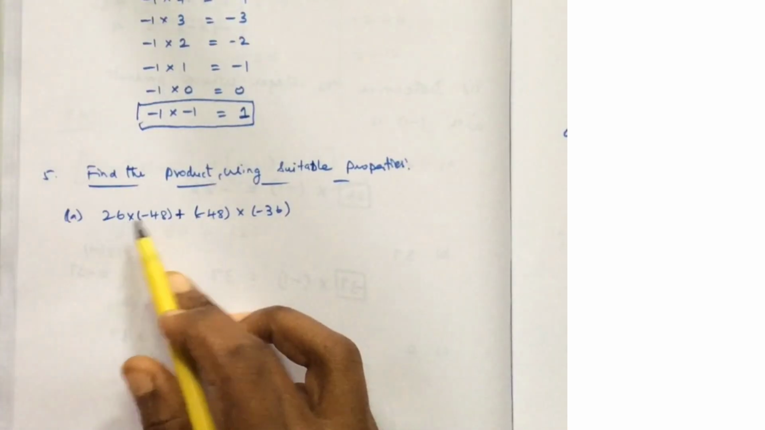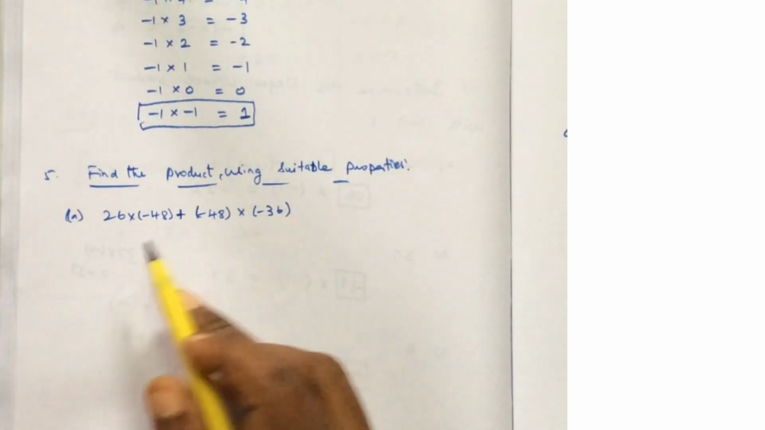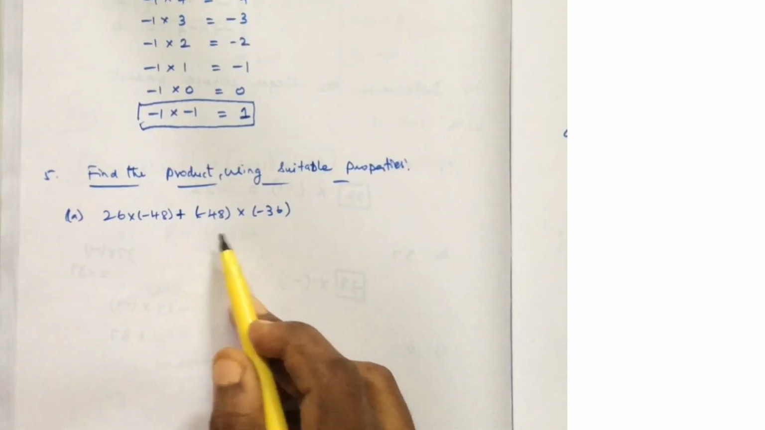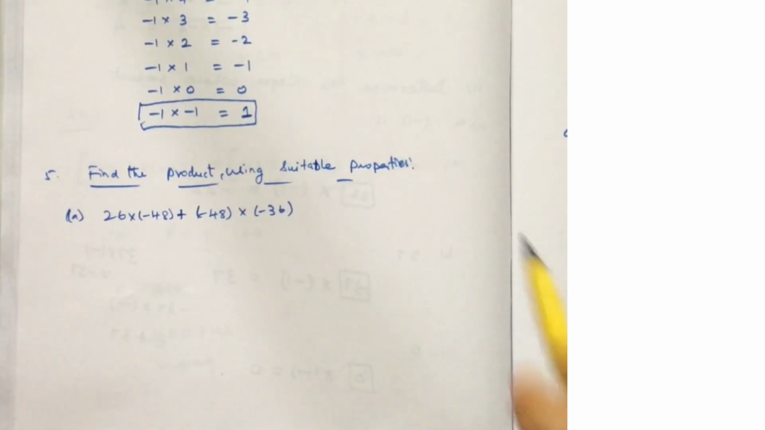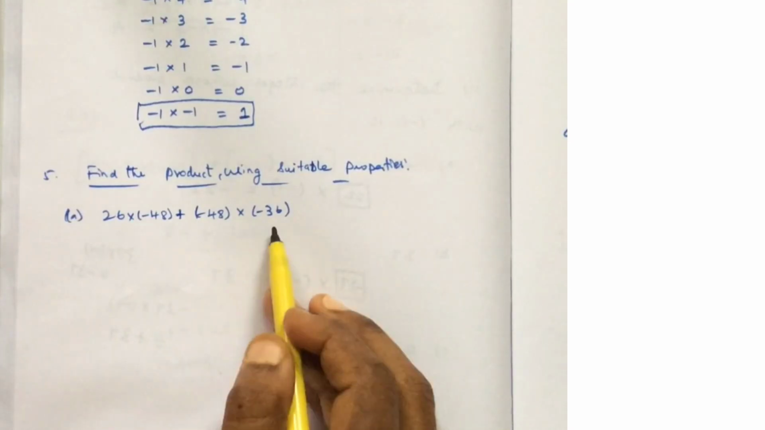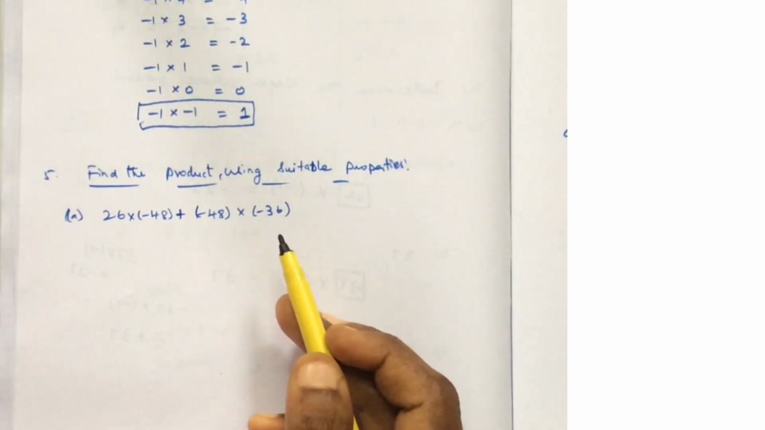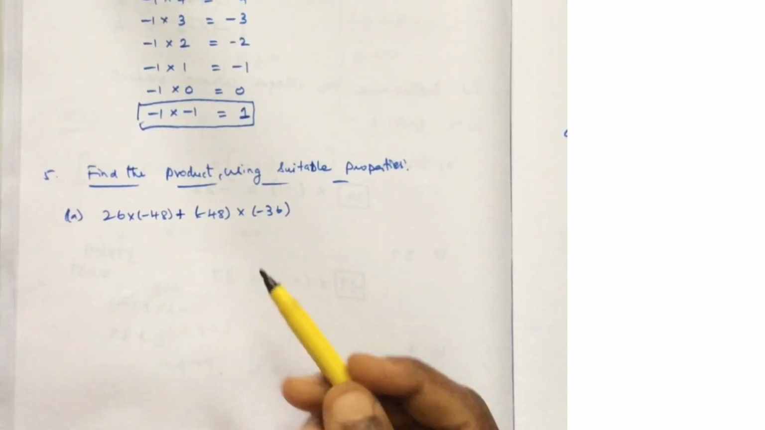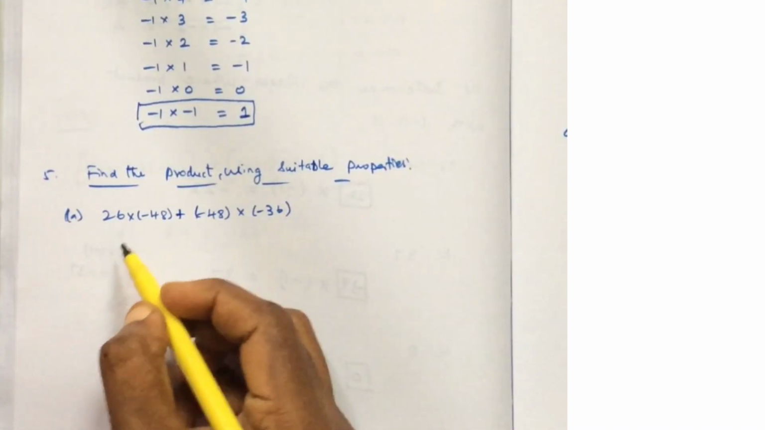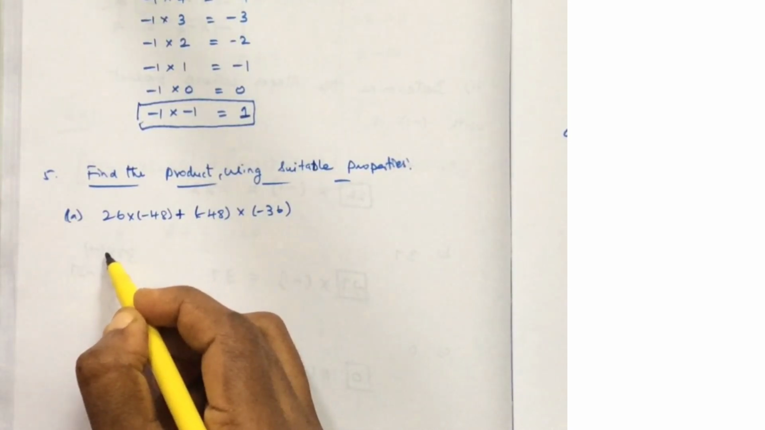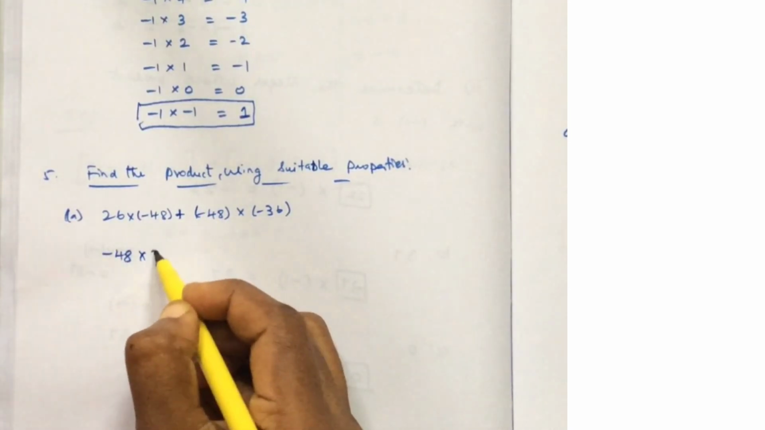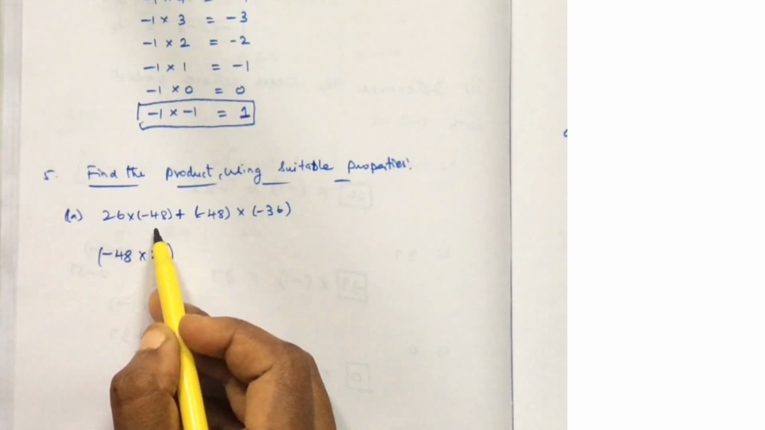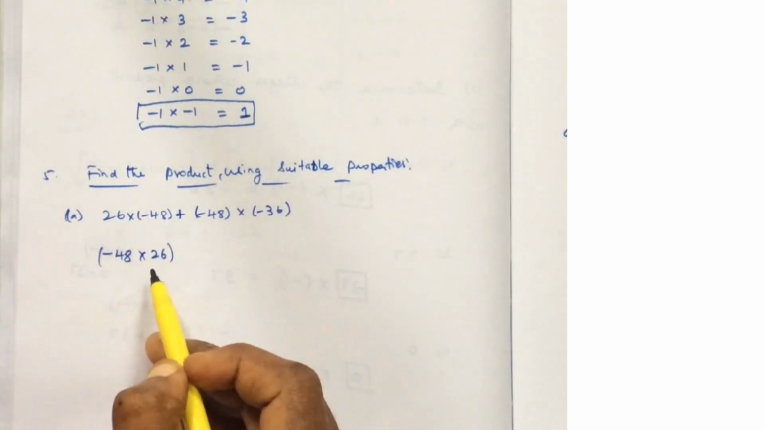Next problem is, find the product using suitable properties. The first is 26 multiplied by minus 48 plus minus 48 multiplied by minus 26. See, you can multiply these two numbers and multiply these two numbers and add them. But in the question it is asked to use the properties. So now we will see how to solve this. So first let me write it as minus 48 multiplied by 26.